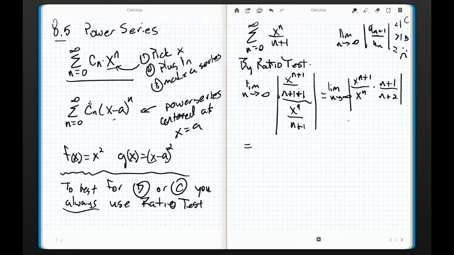So this turns into, now let's see what happens. This turns into the limit as n goes to infinity of, now watch this. What I have is x to the n plus 1 divided by x to the n. So I get the absolute value of x times n plus 1 over n plus 2. Now we're talking about n going to infinity here. N doesn't care about x. As far as n is concerned, x is a constant. So what I end up with is, think about it, as n goes to infinity, n plus 1 over n plus 2 just goes to 1, doesn't it? So this whole thing turns into the absolute value of x.